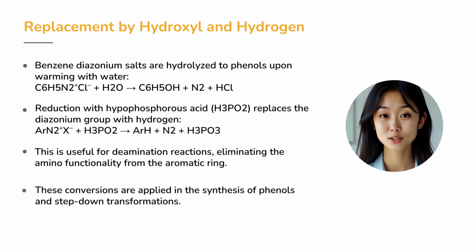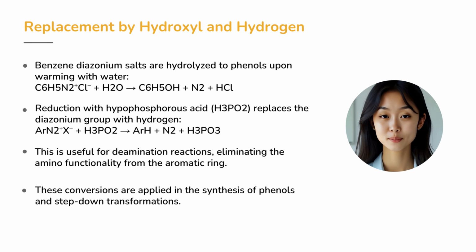Next, reduction with hypophosphorus acid, or H3PO2, leads to replacing the diazonium group with hydrogen. This process is called deamination. Here's the reaction. Aromatic diazonium salt plus hypophosphorus acid gives the corresponding aromatic hydrocarbon plus nitrogen gas plus phosphorous acid, H3PO3. This step effectively removes the amino group from the aromatic ring.